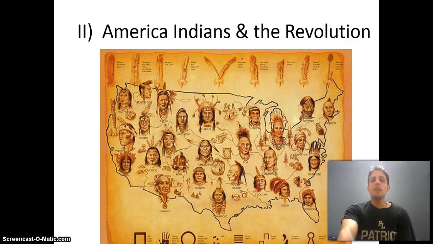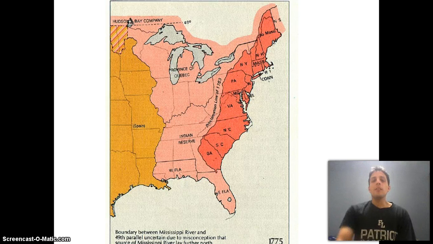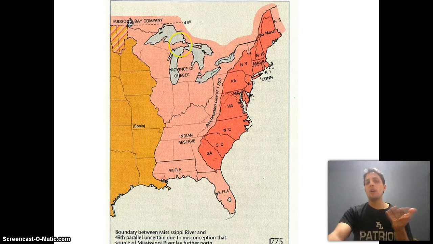So when you look at American Indians and their role during the American Revolution, most Native Americans by this time are living west of the Appalachian Mountains and east of the Mississippi River, or at least the ones that we've been talking about up to this point. Most of them have been pushed out of the original territory of the 13 colonies, and so they're stuck in this area in between what was Spanish territory and what's considered American territory.